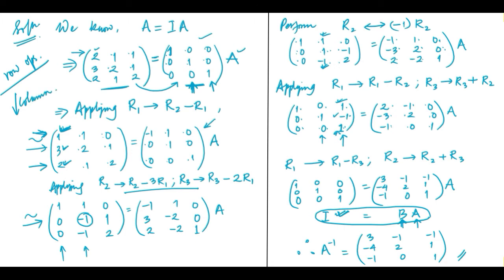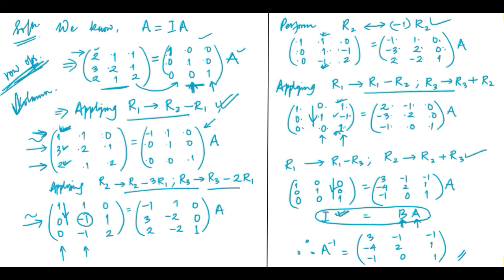So when you do the row operations, first you are transforming the first column, then the second column, then the third column. If you use row operations, transformation will happen along the column. If you use column operations, transformation will happen along the row.